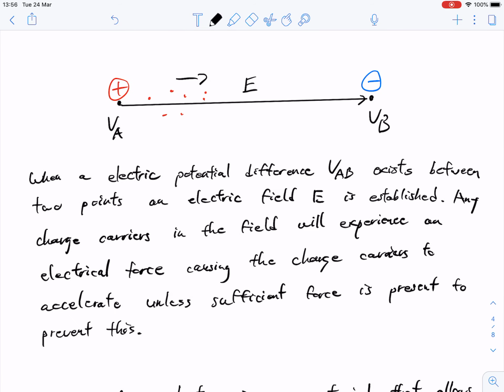So first off, when we're talking about a material being a conductor, we can apply a potential difference across 2 points.